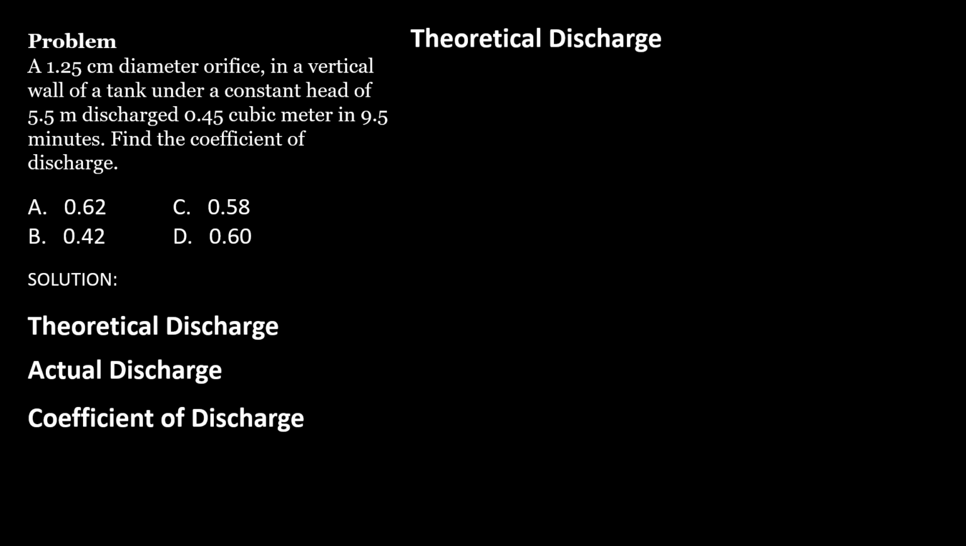At first, we have to calculate for the value of the theoretical discharge. And the formula that we use so that we can calculate the theoretical discharge in this orifice problem is Q sub T equals A, which stands for the area, multiplied by the square root of 2gH. By the way, the value for g in the metric system is always 9.81 meter per second squared as a constant, and H stands for the head.